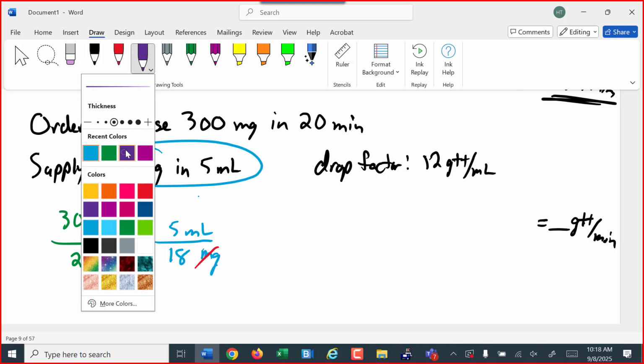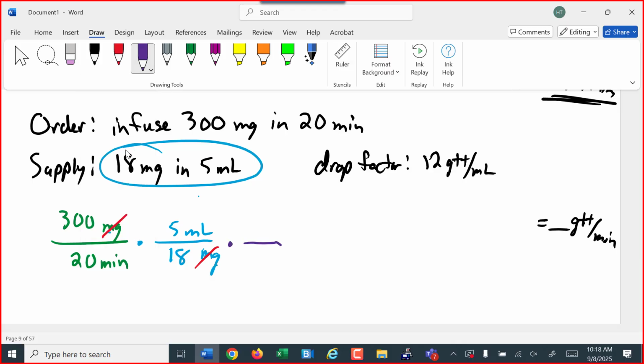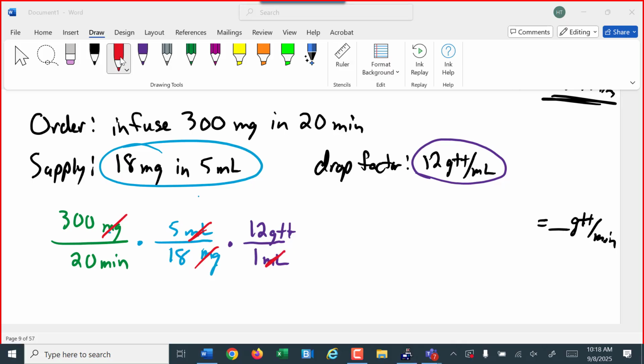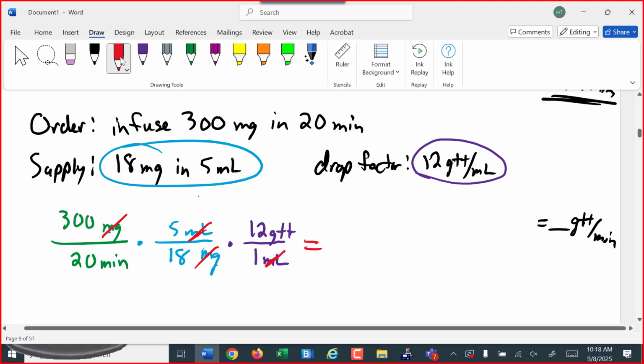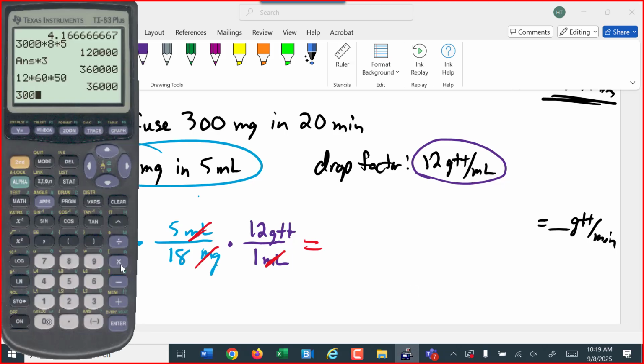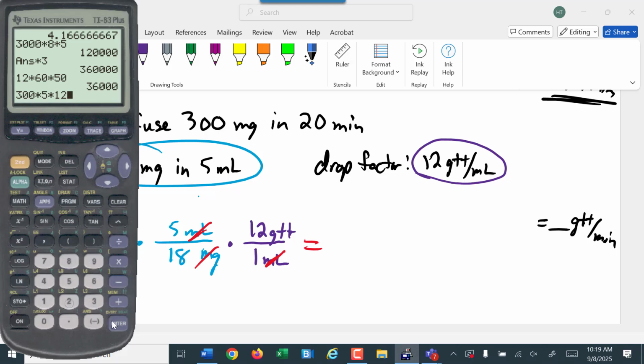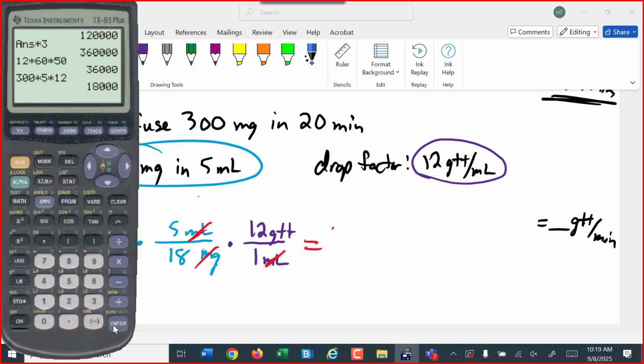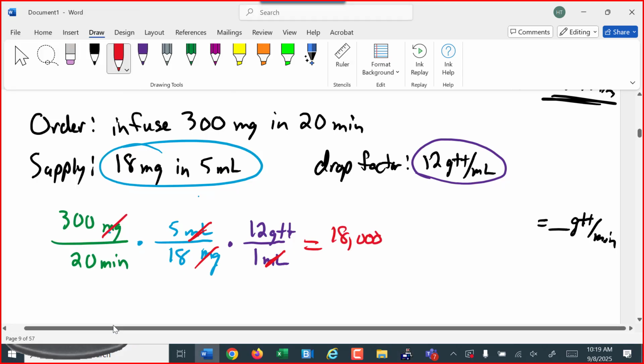Now we need to get rid of the milliliters. And again, our drop factor of 12 drops per milliliter is telling us that 1 milliliter is equivalent to 12 drops. We put the milliliters on bottom so that they would again cancel out with the other milliliters. So now on top, we have 300 times 5 times 12 drops, which gives us 18,000 drops.